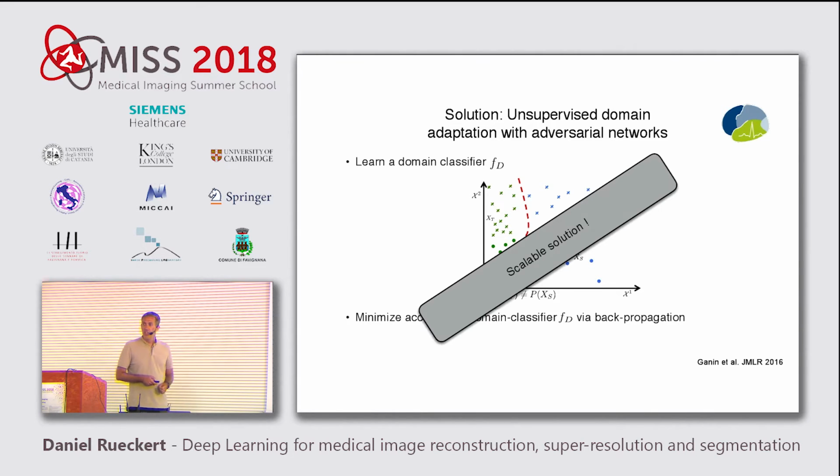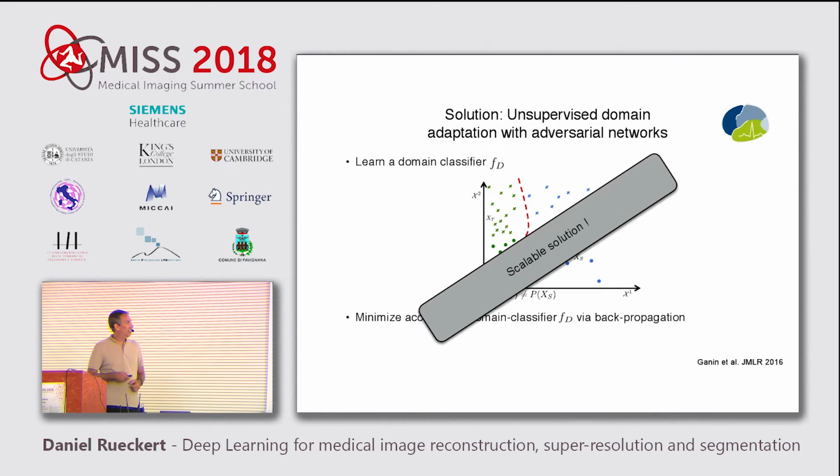So how can we learn this if we don't know, for the target domain, which ones are crosses and which ones are circles? There's a very simple idea which comes from adversarial learning, which goes as follows. Let's assume I can learn a second classifier, a domain classifier. This classifier's task is not to distinguish between crosses and circles. Its task is to distinguish between the green points from the target domain and the blue points from the source domain.